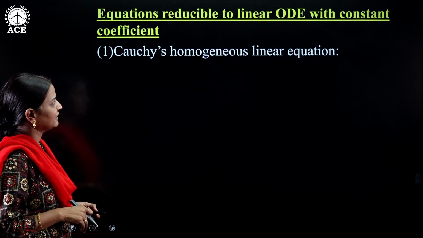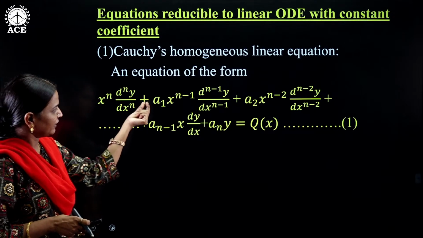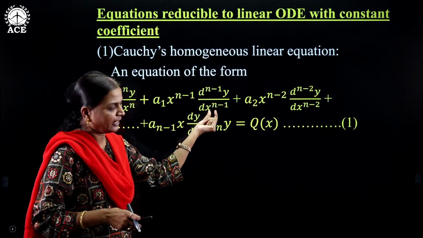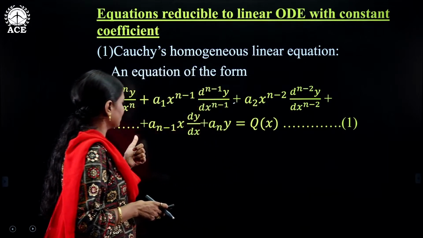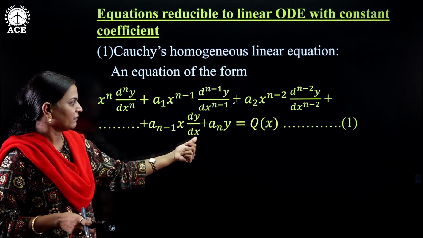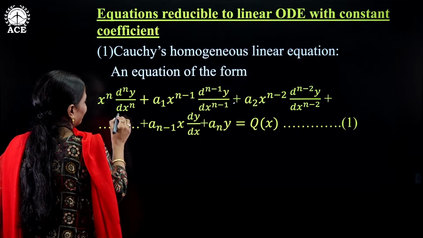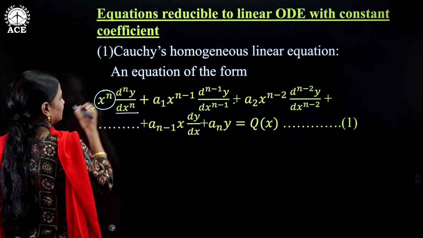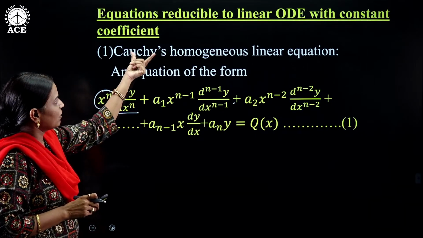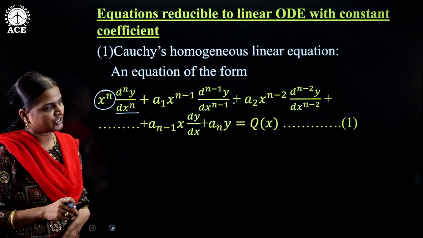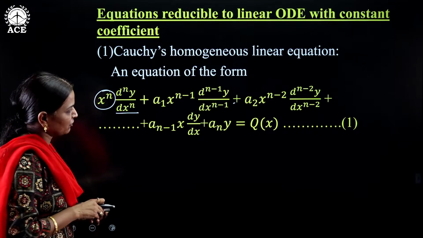So, what is the standard form of this equation? An equation of the form x power n into nth derivative plus a1 into x power n minus 1 into n minus 1 derivative plus a2 into x power n minus 2 into n minus 2 derivative plus and so on plus an minus 1 into x into dy by dx plus an into y is equal to q of x. Observe clearly here every differential coefficient contains a variable coefficient. So its coefficient is variable. This type of equation is called Cauchy's homogeneous linear equation. How to reduce this Cauchy's homogeneous linear equation into a linear differential equation with constant coefficients?